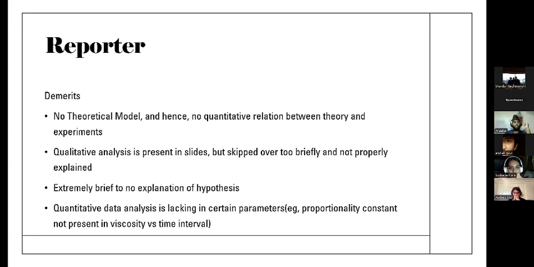First of all, there was no clear theoretical model given, and hence no quantitative relation between the theory and the experiments. In any scientific research, it is very important to have a theoretical model and to have some theoretical predictions that you make that are not just qualitative but quantitative as well, and then show that your experimental data matches these quantitative predictions. Or if it doesn't, then why it doesn't. Having no quantitative predictions at all is a very big flaw in any sort of scientific research.